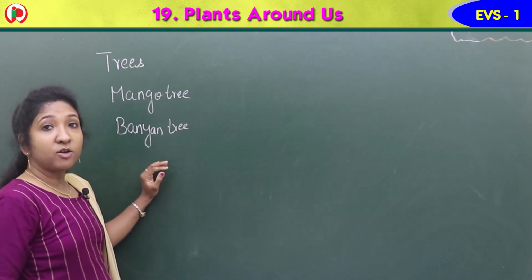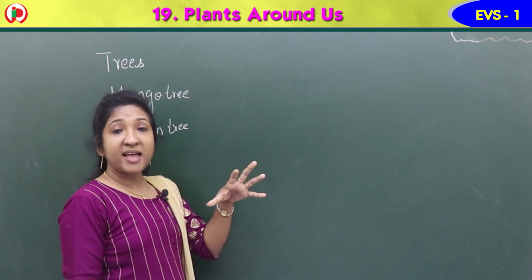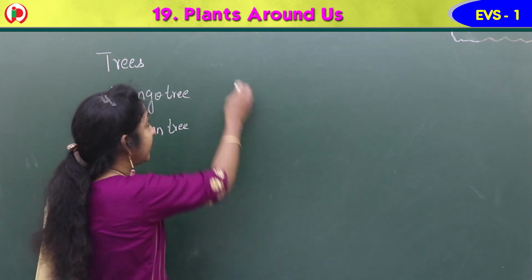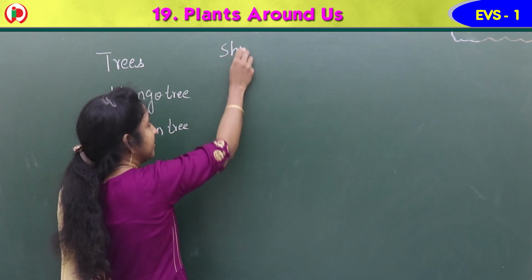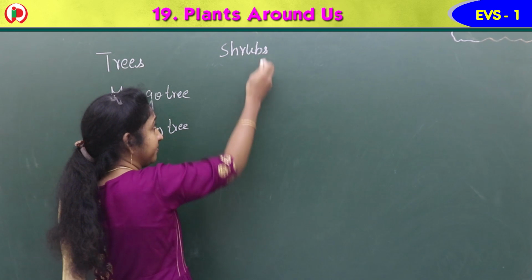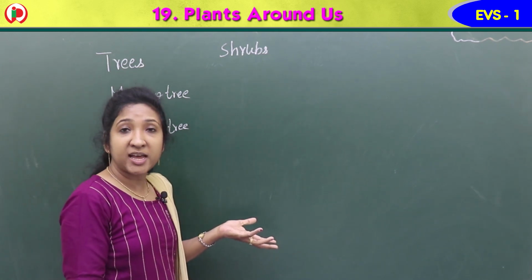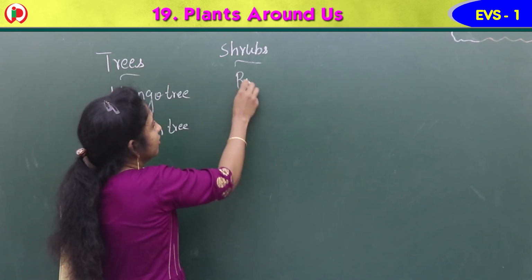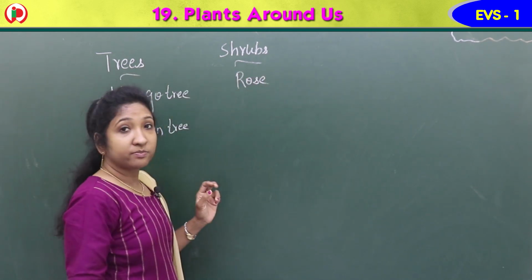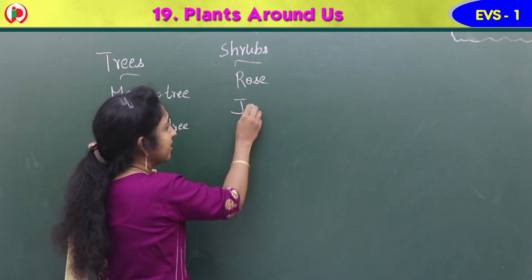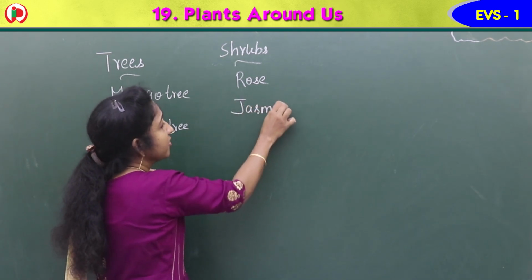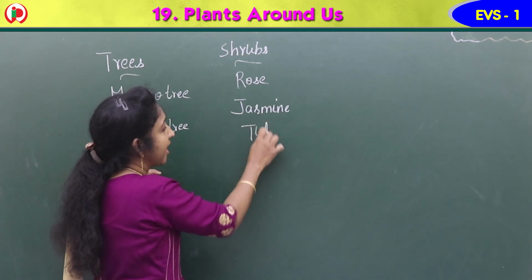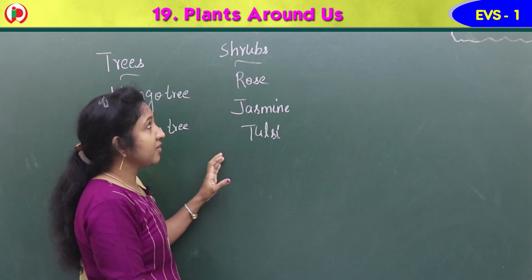Then we learned about, yes, small bushy plants. They are called, yes, shrubs. S-H-R-U-B-S, shrubs. Examples of shrubs, children? Yes, rose. Rose is an example. Then jasmine. These are examples of shrubs, isn't it? Yes, tulsi. Yes, these are examples of shrubs we learned.